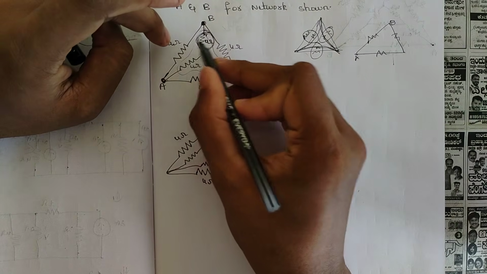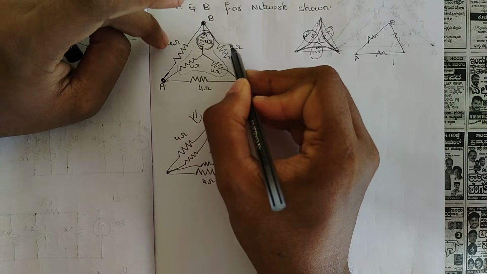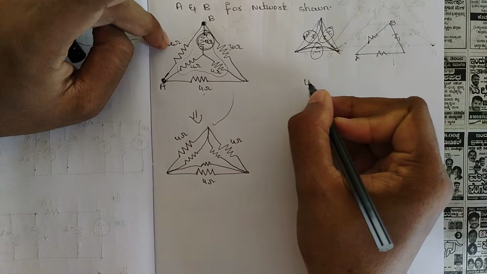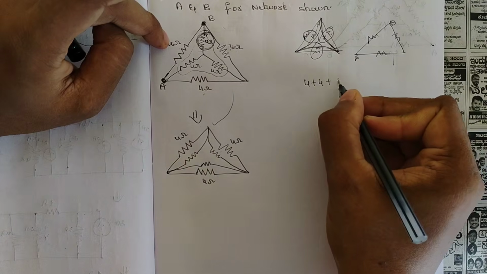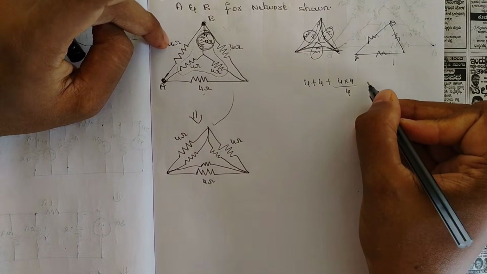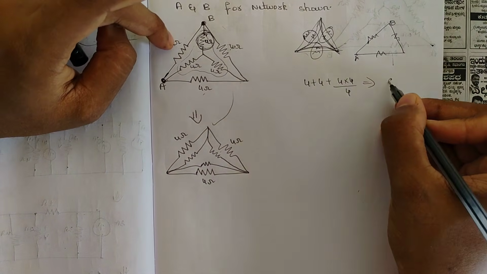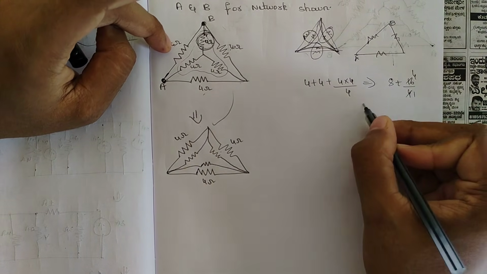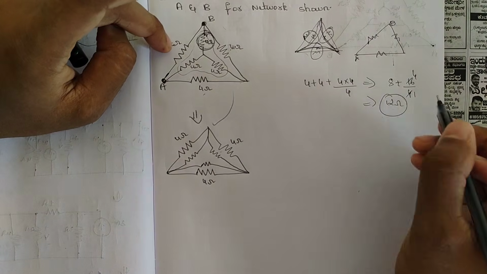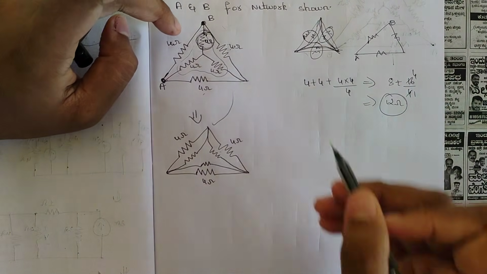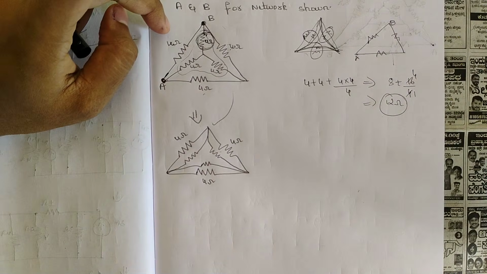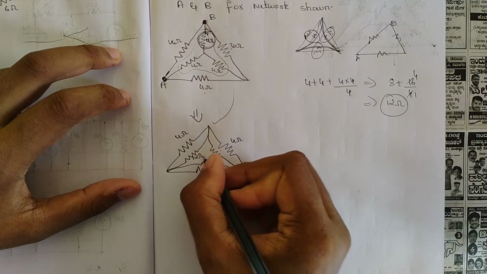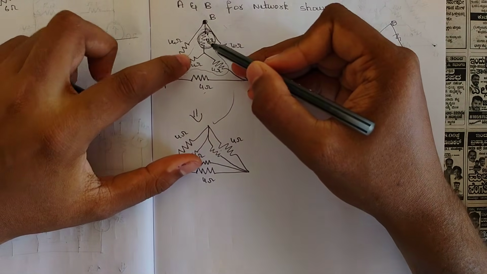We should be adding these, that is 4 plus 4 plus 4 into 4 divided by 4. That is equal to 4 plus 4 is 8 plus 16 by 4. 4 ones are 4, 4 fours are 16. So you would be getting 12 ohm. Right, so that 12 ohm we should be writing here, because you have considered these two.